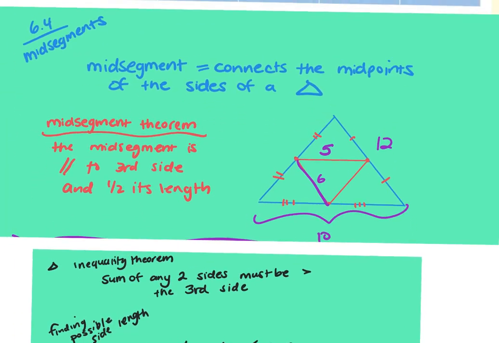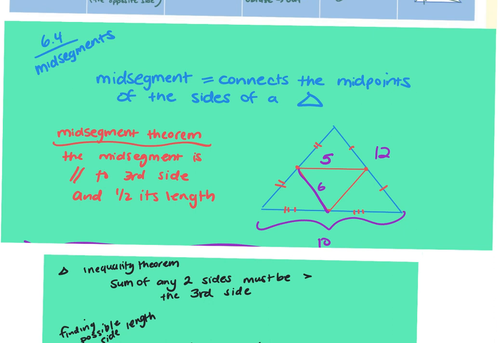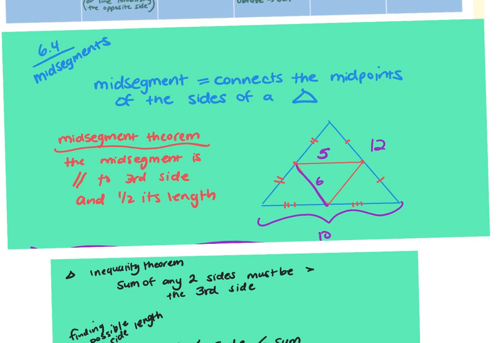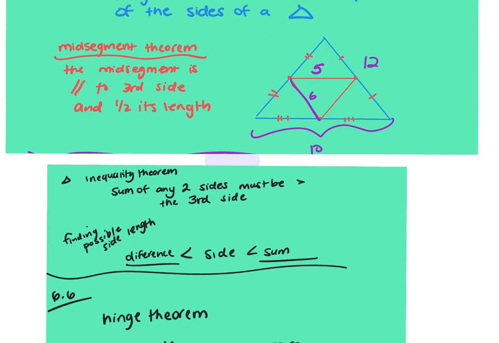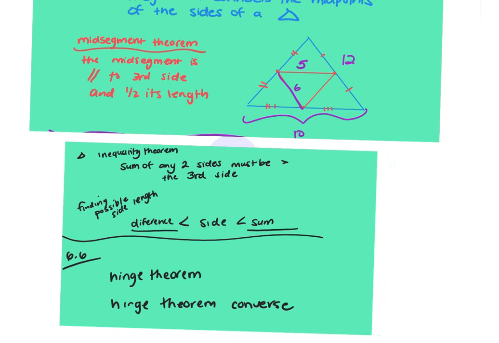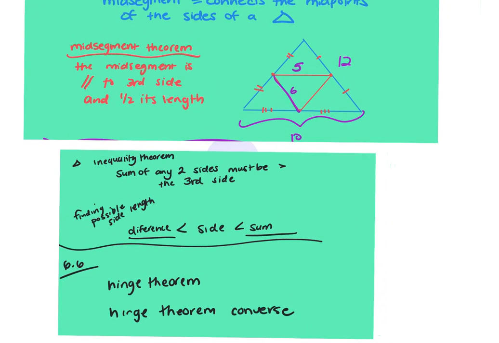And then came the mid-segment. The mid-segment connects the midpoints of the sides. It's parallel to the third side and half its length. And the triangle inequality theorem, God bless you, said that the sum of any two sides has to be greater than the third side. So if I wanted to know the possible length of a third side, it has to be bigger than the difference but less than the sum. And then the hinge theorem and the hinge theorem converse came from this, where you had 2 triangles, 2 sides were the same, but the angle between them was bigger, and so you could compare that missing side.